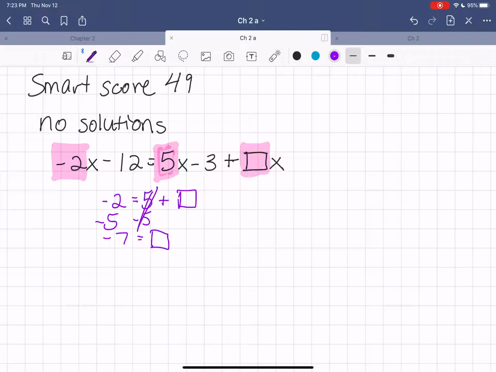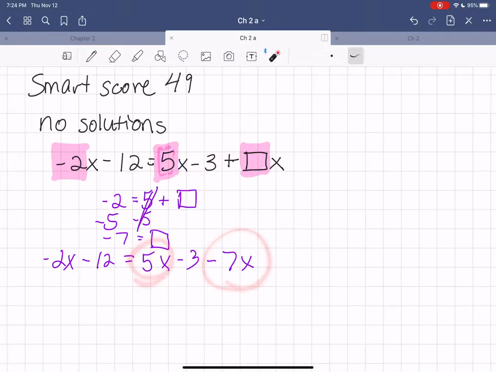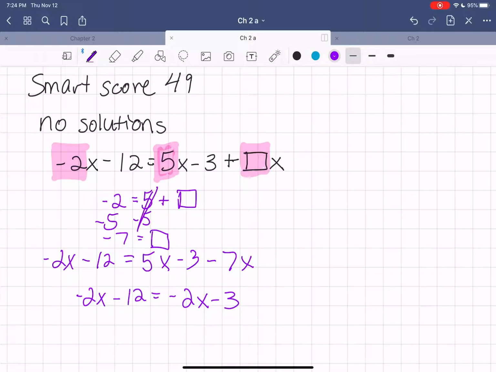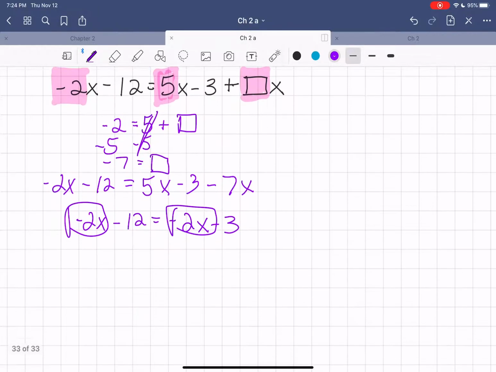So let me just show you really fast. If I had negative 2x minus 12 equals 5x minus 3 minus 7x, I need to simplify this before I can solve it. So I have 5x and negative 7x. When I simplify those, that gives me negative 2x minus 12 equals negative 2x minus 3. And that is where these two would cancel out. Okay? Cool.